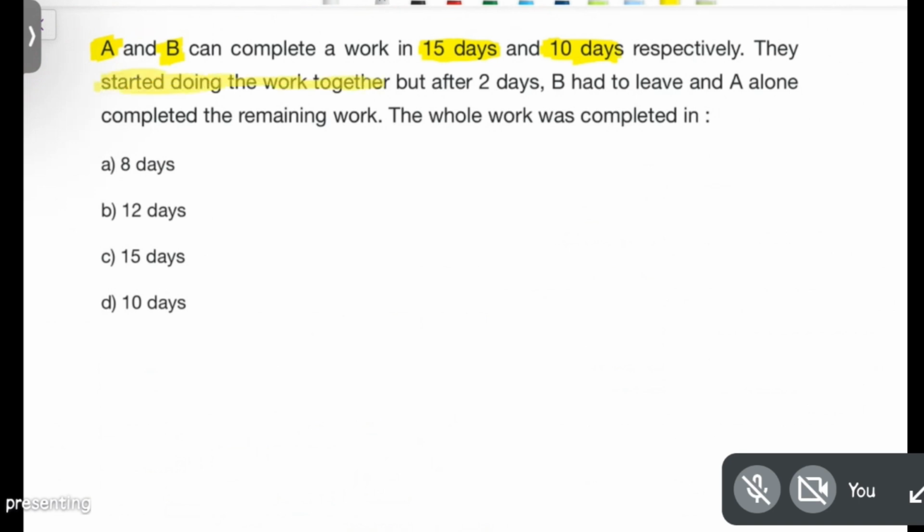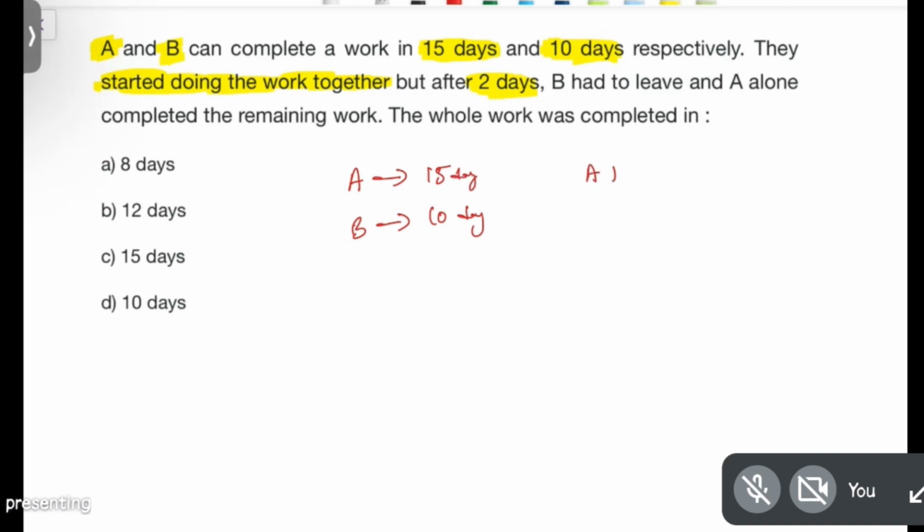And next part is they started doing the work together. That means they started the work together. But after 2 days, B had to leave and A alone completed the remaining work. So what is asked here? In this question, I'll try to simplify. A can complete the work in 15 days and B can complete the work in 10 days.